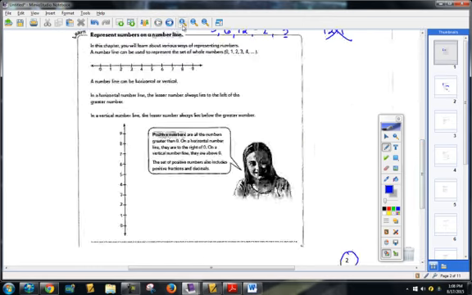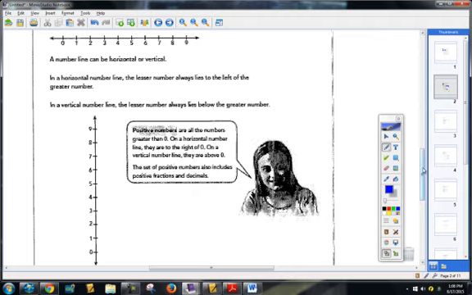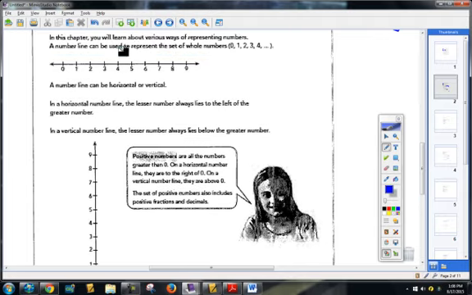Whoop, I didn't mean to hit that. So we can look at this here and see. Hopefully yours is a little less blurry than what we're looking at here on the video, but regardless, you're going to learn how to put numbers on number lines. Here's a number line that's very basic, from 0 to 9. Okay, just showing you.